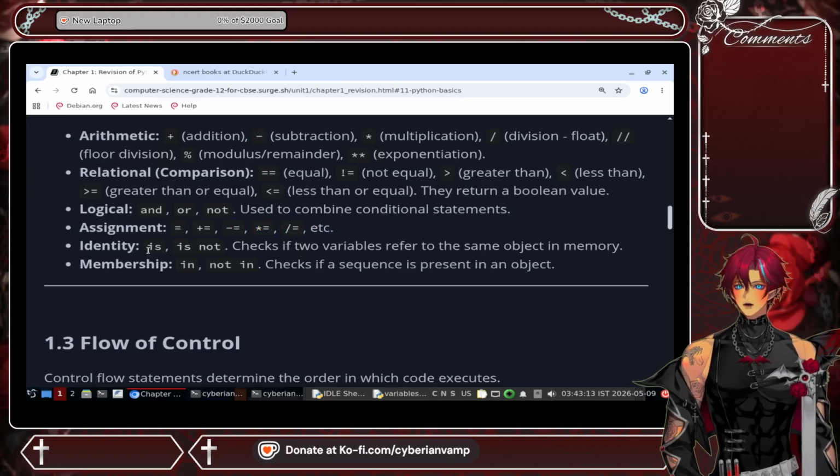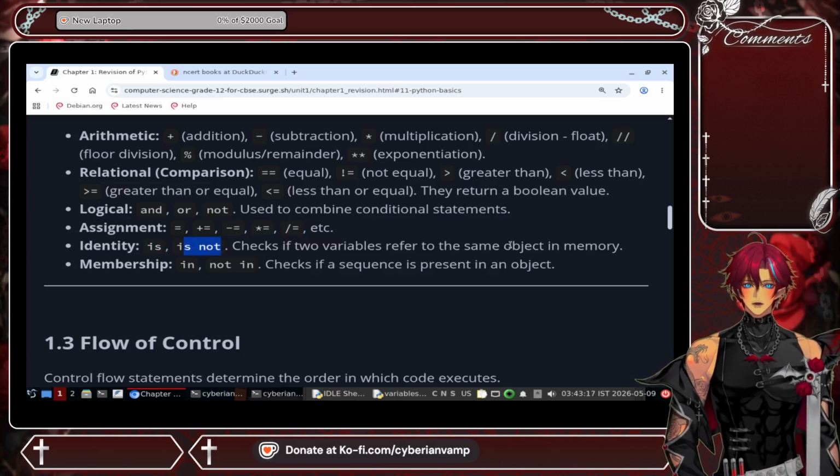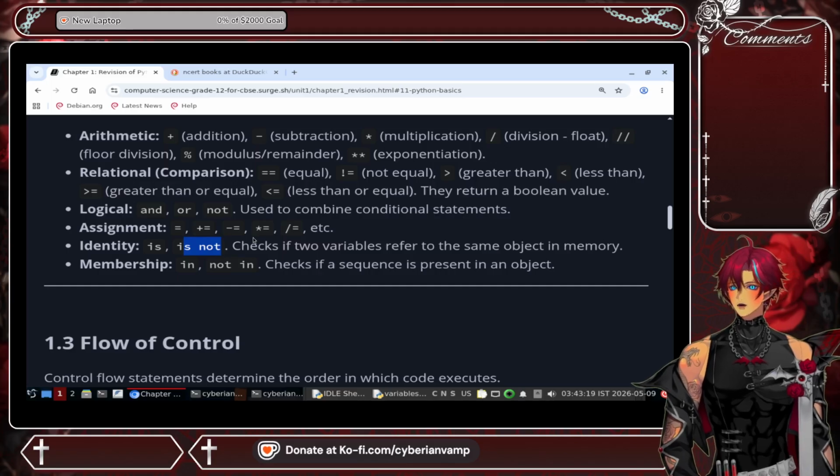Now, next is the identity operator. Identity operator is your is and is not. It checks if two variables refer to the same object in the memory, right? So that is the identity operator.